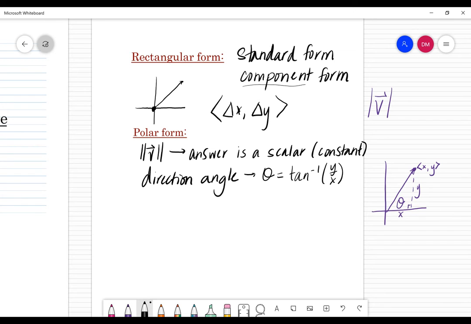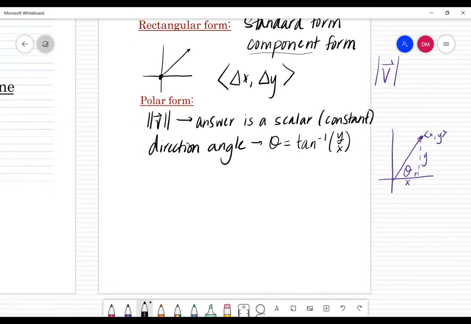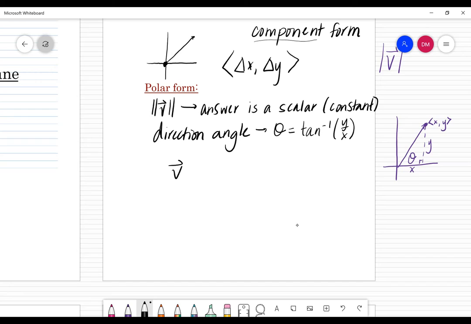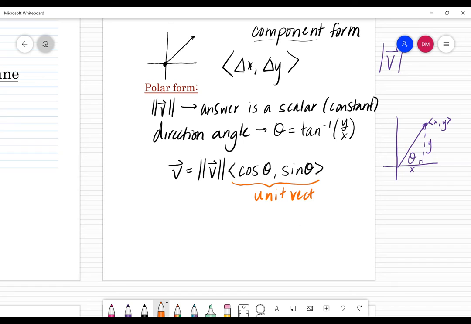Okay, so the way we take these two ideas and put them into polar form is we say our vector v looks like this: a scalar multiple of our magnitude multiplied by our vector cosine theta, sine theta. If you're really savvy here, you notice this little portion is what's called a unit vector. We're going to talk about that in just a second, but it's the idea that cosine theta, sine theta lives on our unit circle. Our unit circle has a radius of 1, therefore a unit vector will be a vector with a magnitude of 1.